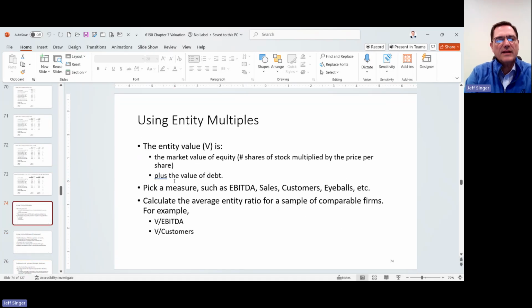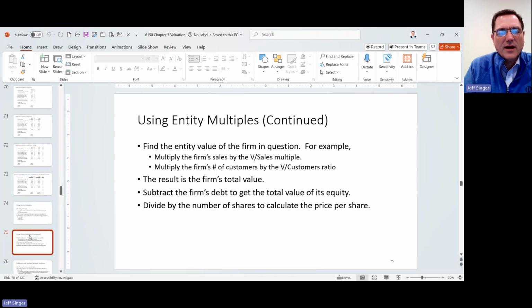There are a lot of different entity multiples that you can use. It's not just price earnings. Every industry is different, and every industry will pick a different measure that is important to their firm. So don't get stuck on just the PE, although the PE is the first starting place. But when you start talking about real estate or high tech, you have a very different conversation using multiples.